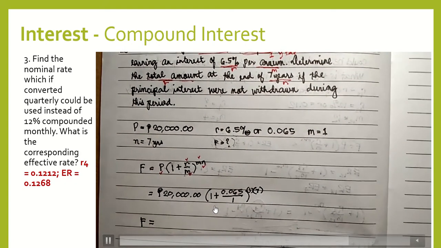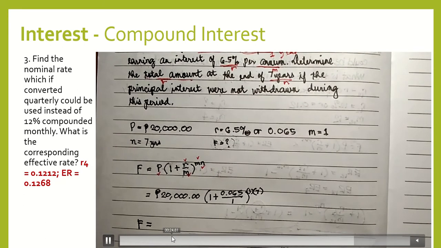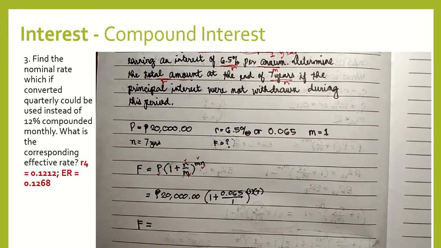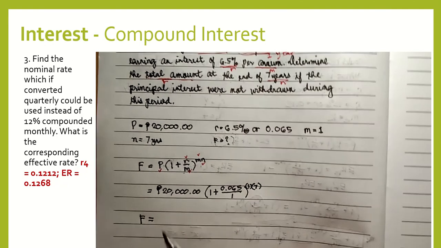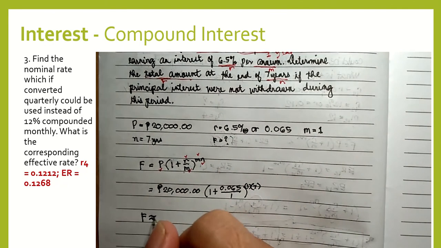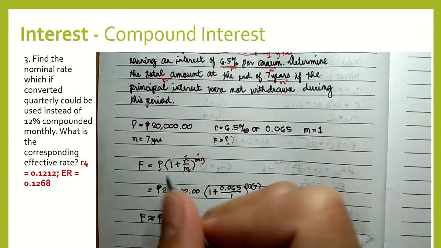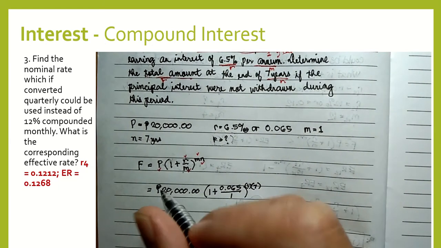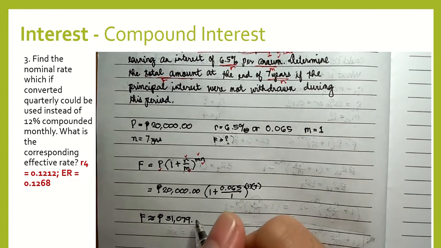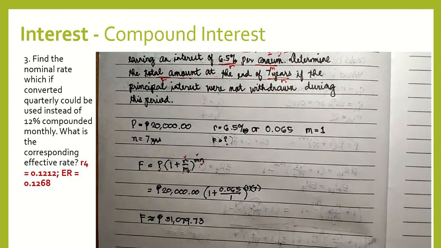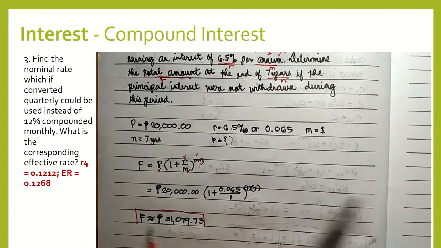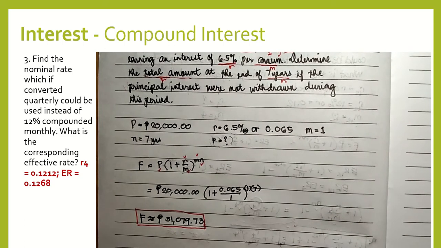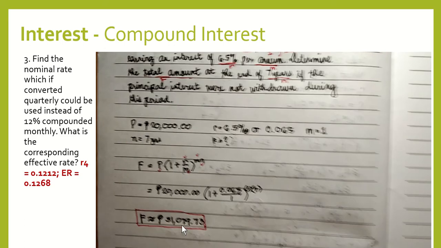So using our calculators, you will get an F that's approximately equal to 31,079.73 pesos. Imagine, after 7 years, using 6.5% interest, we'll have 31,079.73. That would be all.